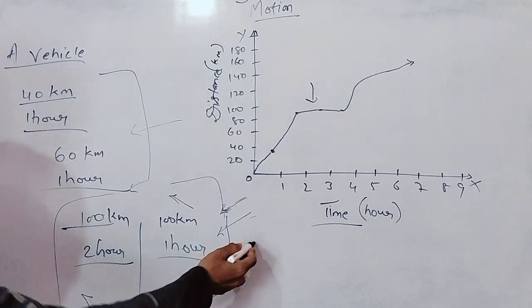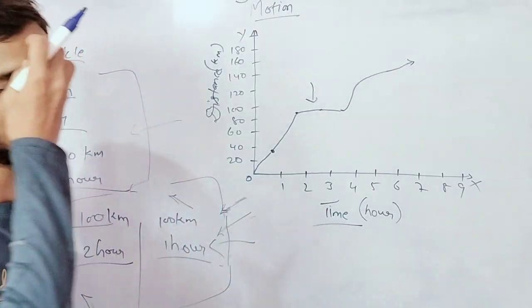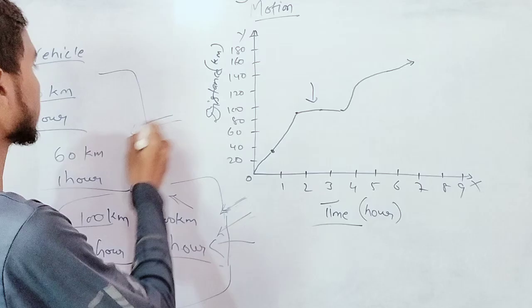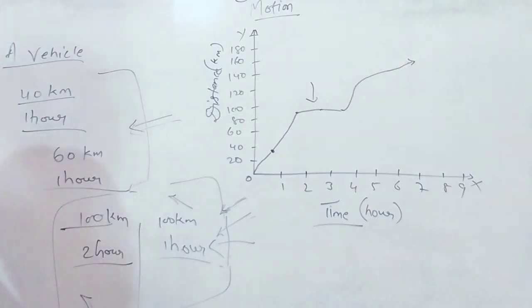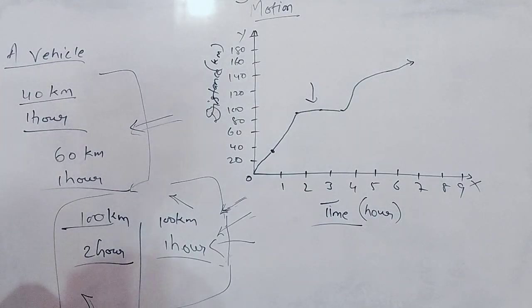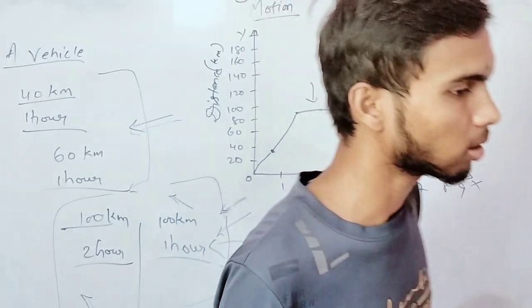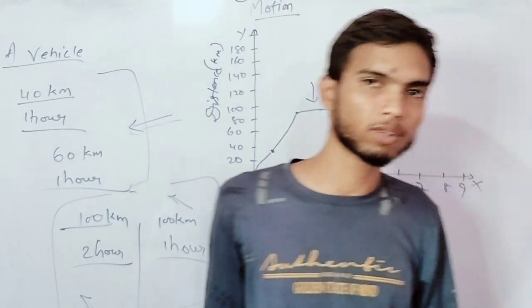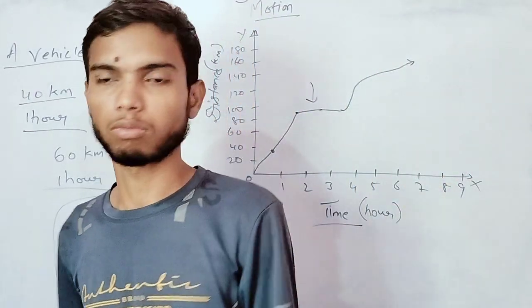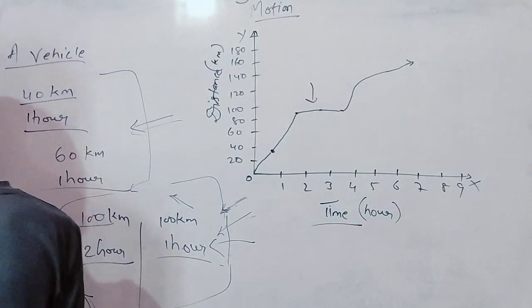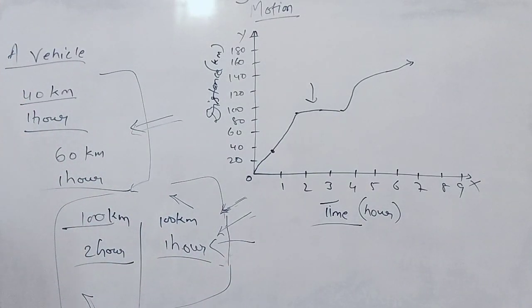So can we say, in this example, the vehicle was at rest. In this example, the vehicle was in motion. That is how we can understand a lot of things only from the graph. Clear? Did you understand something? Shall we move?